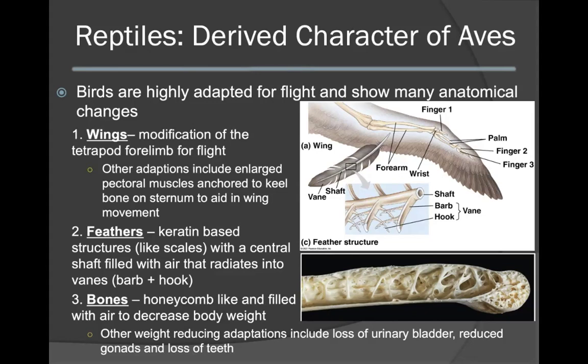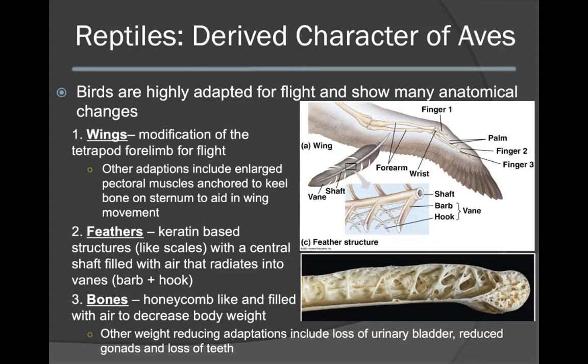This vane consists of a barb and hook-like structure. This allows for streamlining to also aid in the ability to fly. In addition, feathers will also help insulate the animal in a very lightweight manner. And finally, there were also structural changes in the overall bone structure.